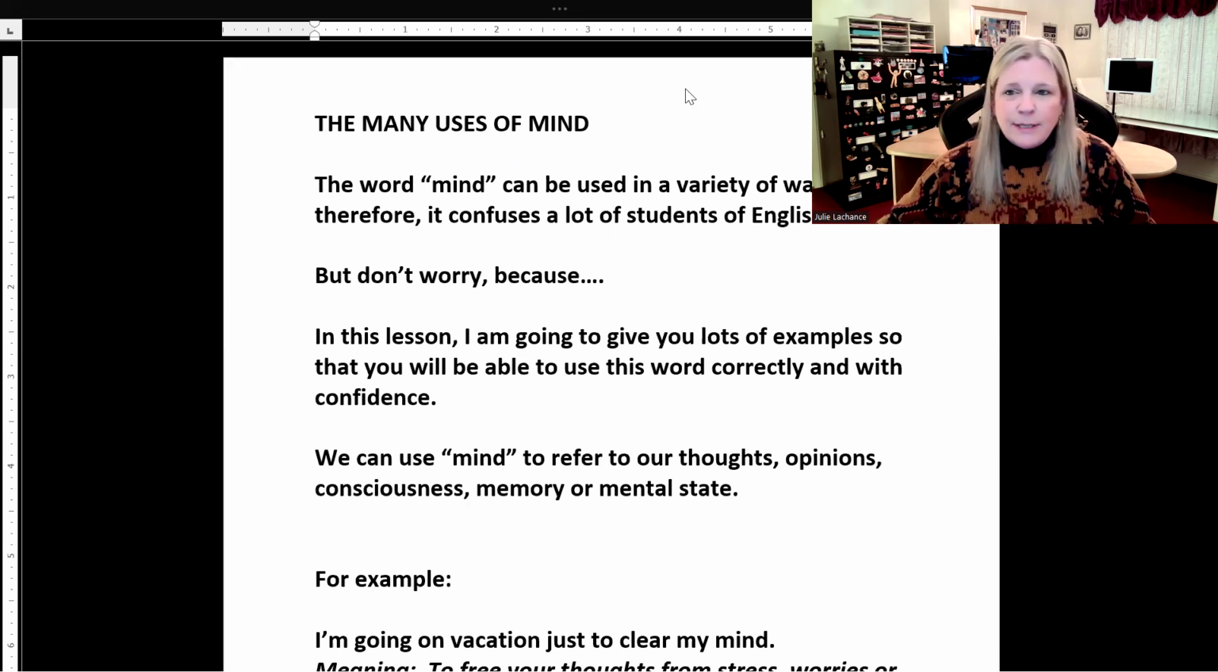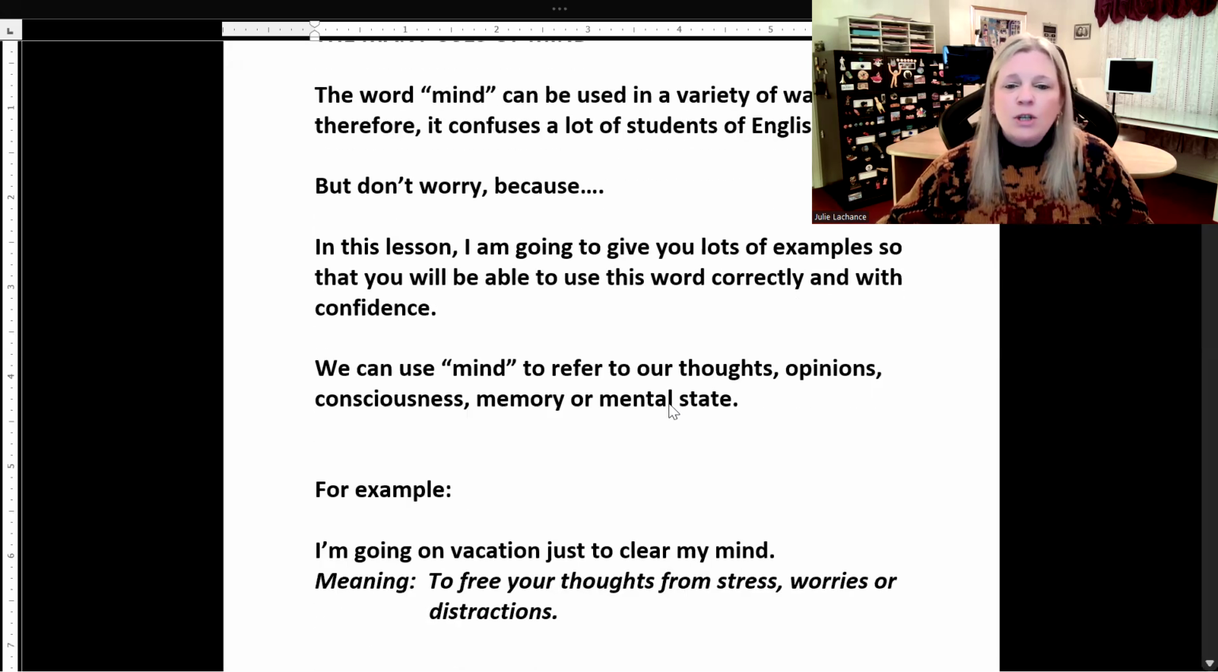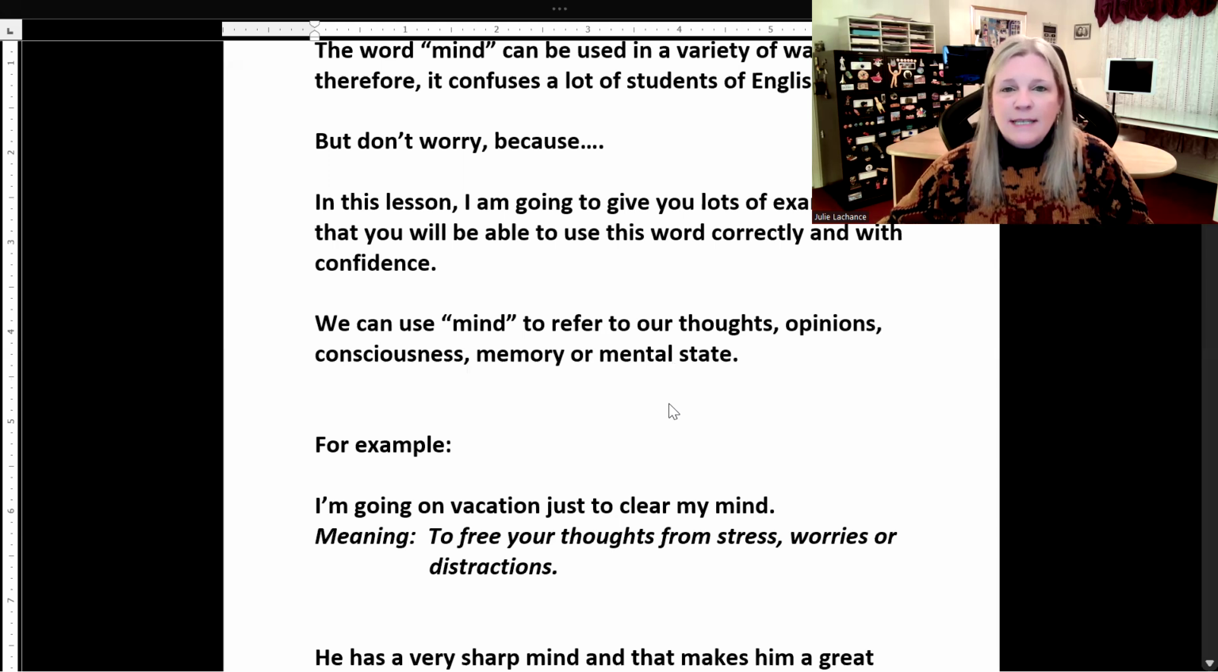So let's get started. The word mind can be used in a variety of ways, and therefore it confuses a lot of students of English. But don't worry, because in this lesson, I am going to give you lots of examples so that you will be able to use this word correctly and with confidence. We can use mind to refer to our thoughts, opinions, consciousness, memory, or mental state.